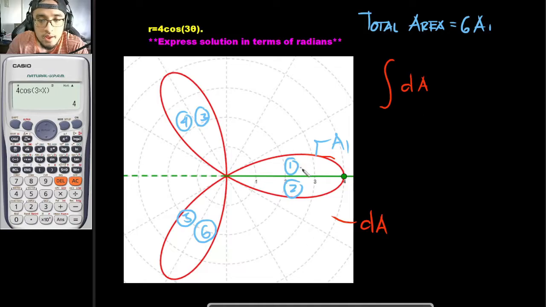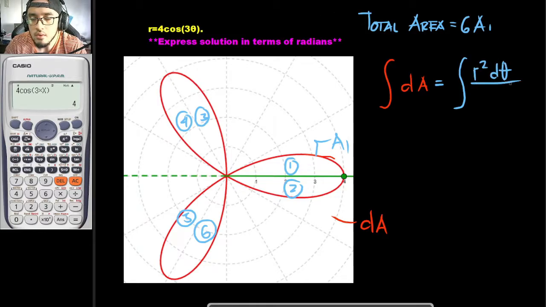So from that, if you already have this area 1 right here, just multiply it by 6 to get the area of the whole function. So okay, once again, our area is equal to the integral of r squared d theta over 2.